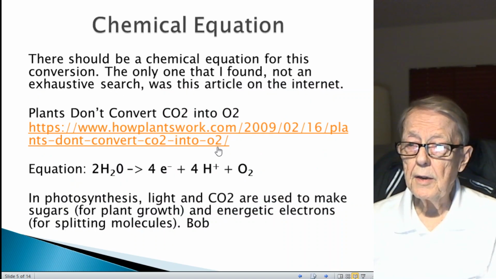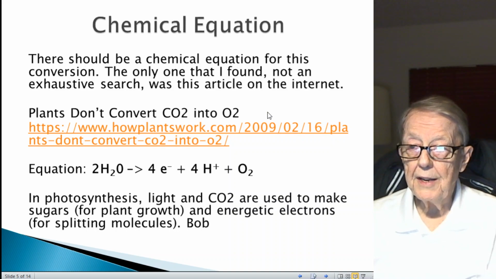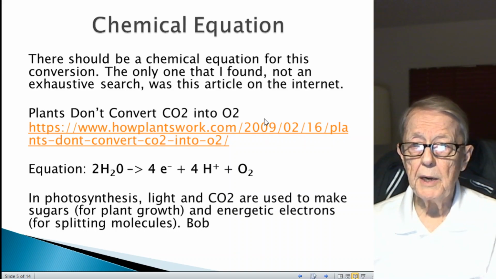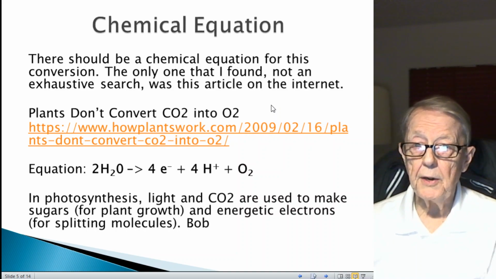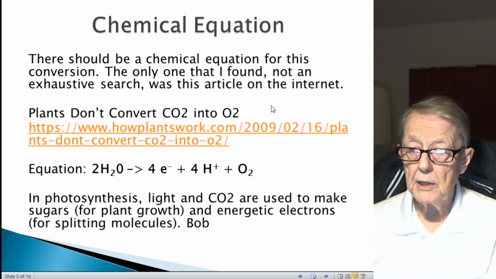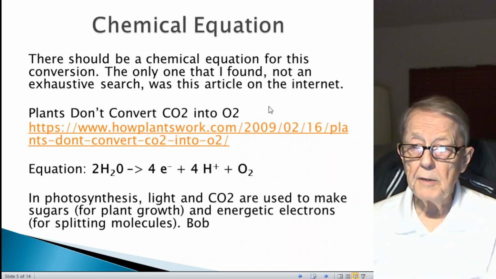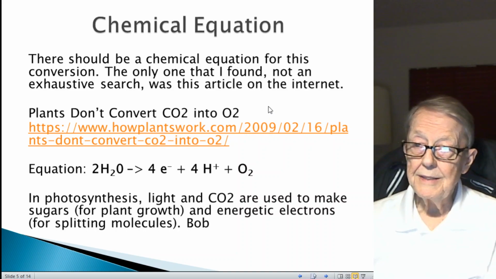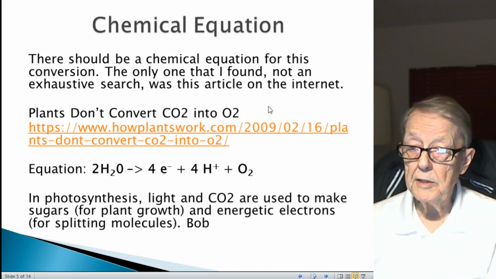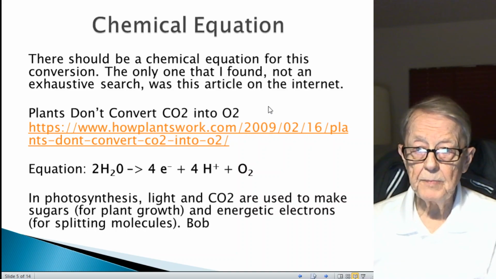Okay, so I look for chemical equations. There should be a chemical equation for this conversion. The only one I found, not with an exhaustive research, there may be one out there, but I looked, seriously looked, but I didn't find one where it converted CO2 to oxygen. Most of them take something and ultimately get CO2 as a result as opposed to oxygen.